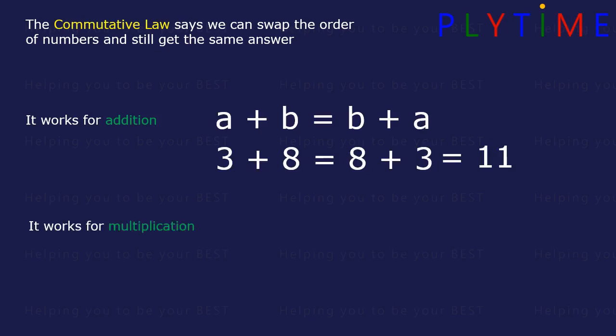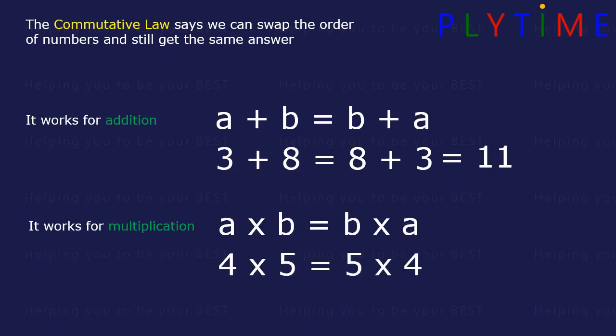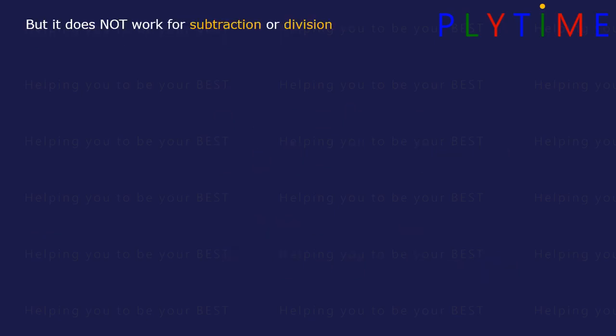It works for multiplication. A times B equals B times A. 4 times 5 is the same as 5 times 4, which equals 20. It does not work for subtraction or division.